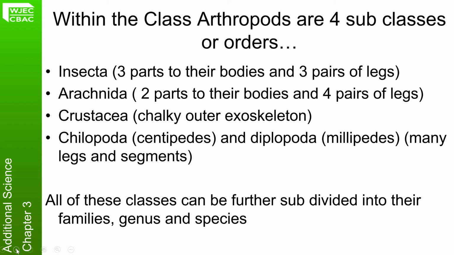Crustaceans have a chalky outer skeleton, so things like crabs and lobsters, but also woodlice belong to this group. And the Chilopoda, centipedes, and Diplopoda, the millipedes. These have many legs and many segments. All of these can be further subdivided into their families, genus, and species.